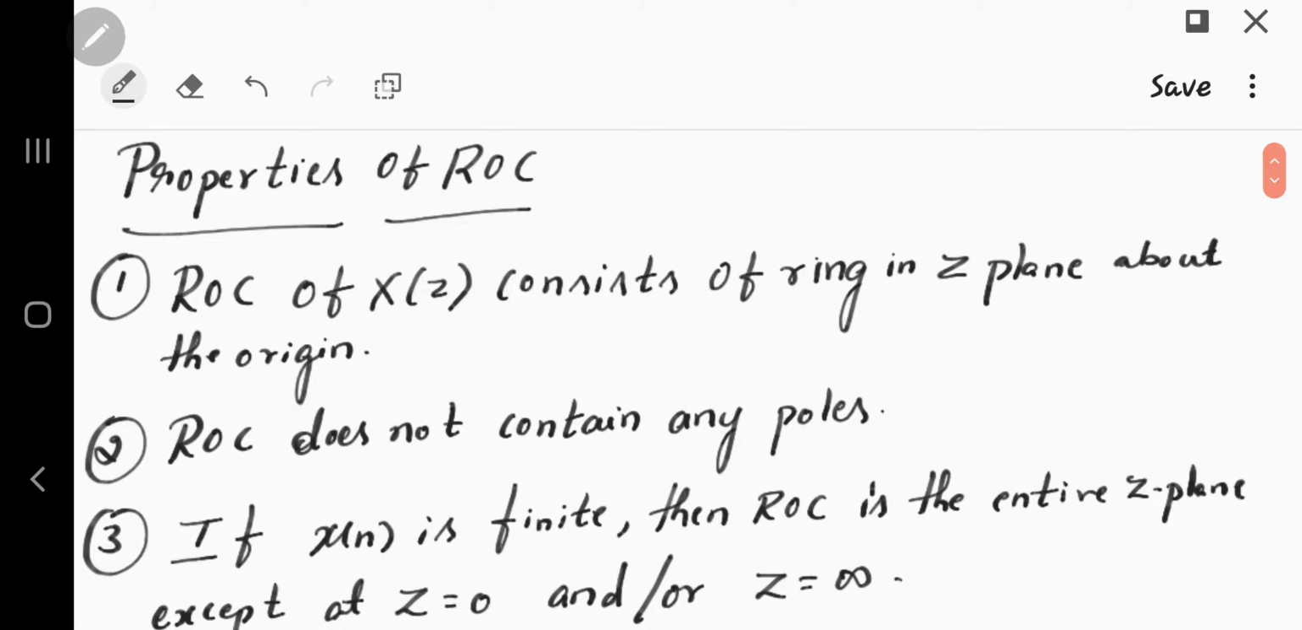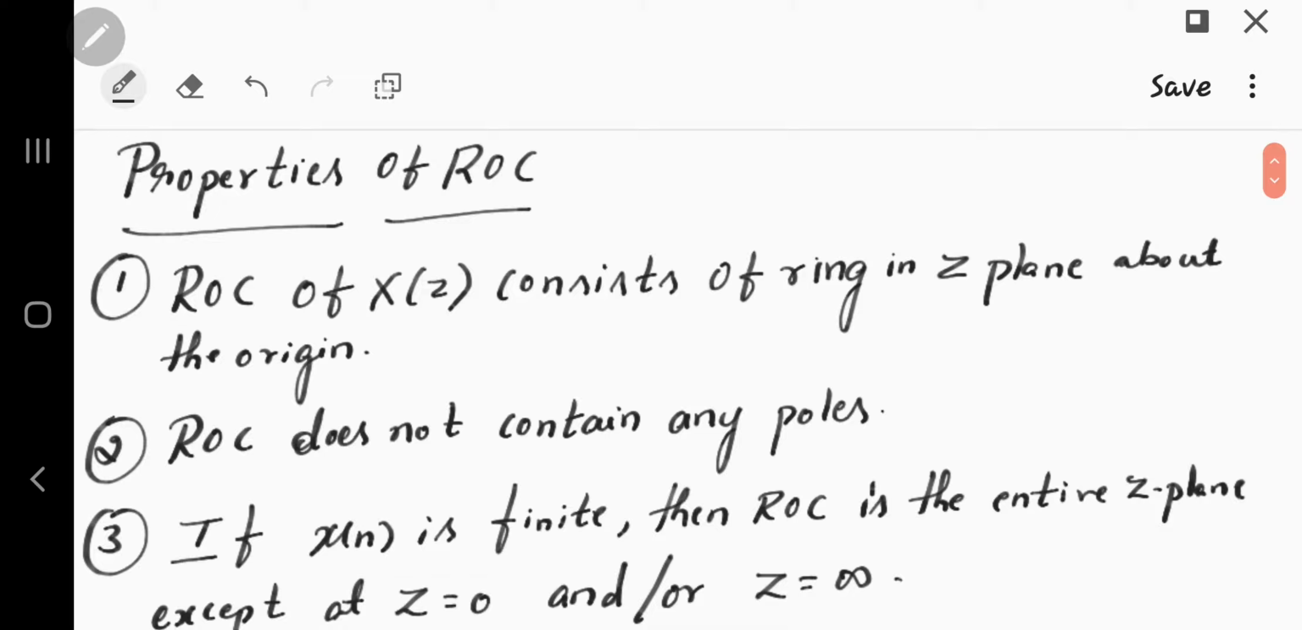Now to understand the region of convergence better, we should go through the properties of the region of convergence. So in this video we start with the properties of ROC, and it is very important to understand these properties, because only with them can we locate the ROC for a given signal. I will take them one by one, and with some examples I'll show you how it looks when you plot the ROC.